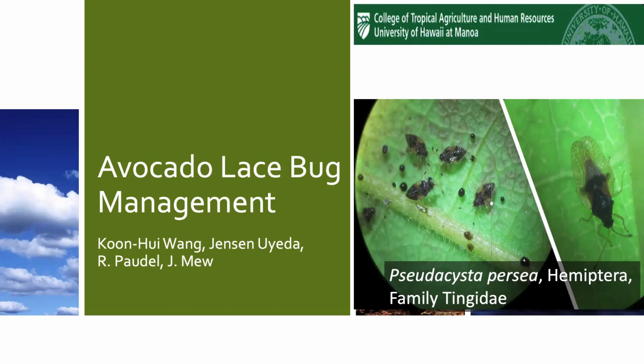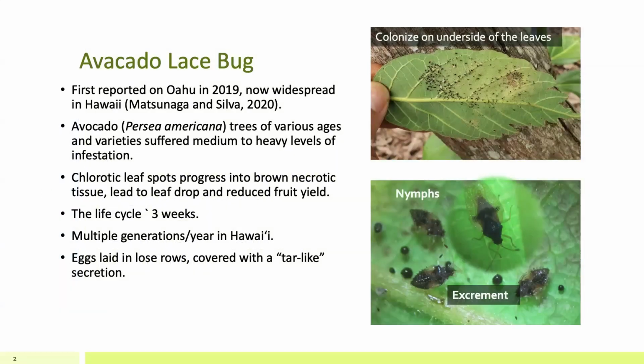I did a search to see what products were available for growers in Hawaii that were registered on avocado. And from that list, we chose products that we thought would be most effective against the avocado lace bug. And that's how the project got started. For those of you who don't know what avocado lace bug is, it was first reported on Oahu in 2019, and it's now pretty widespread throughout Hawaii.